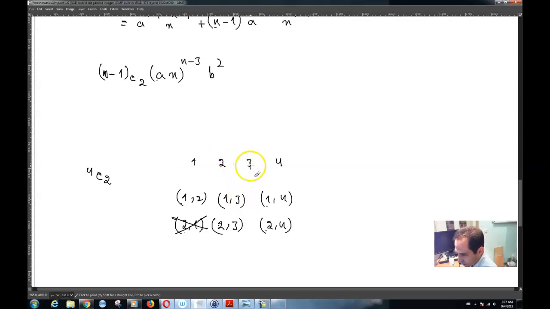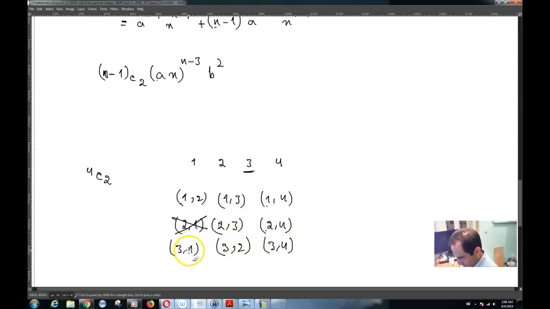So now I can come to 3. I take 3 with 1. I take 3 with 2. I take 3 with 4, right? And of course 3, you cannot take it with 3 because it's just one marble. You want to take 2 marbles at a time.